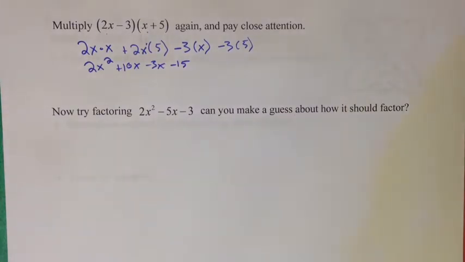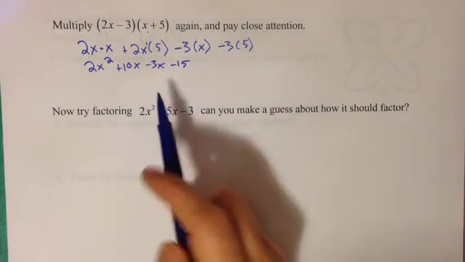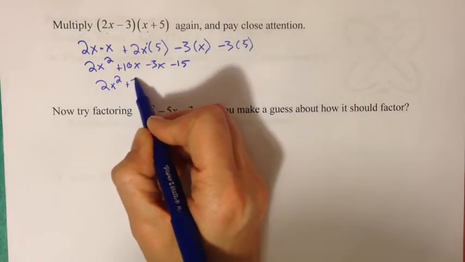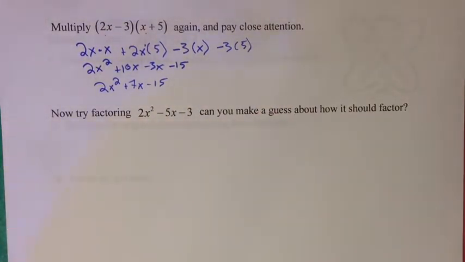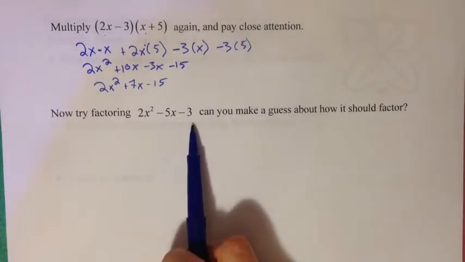The last thing I always do is combine like terms. These two middle terms always seem to be the ones that get combined. So I end up with 2x squared plus 7x minus 15. Now let's see what we can do to think our way through that process backwards. I have 2x squared minus 5x minus 3.